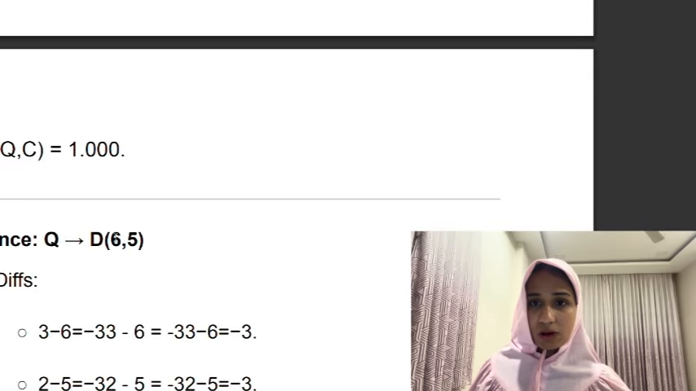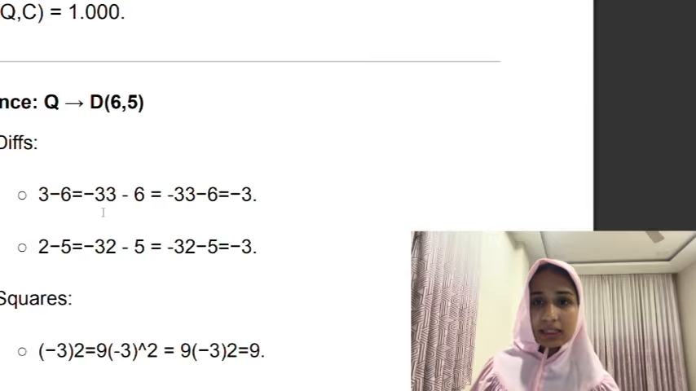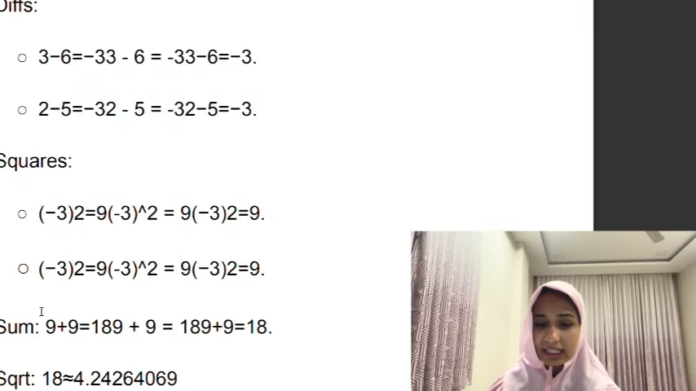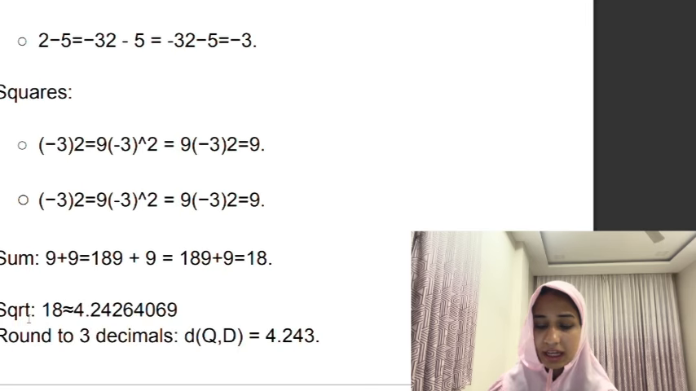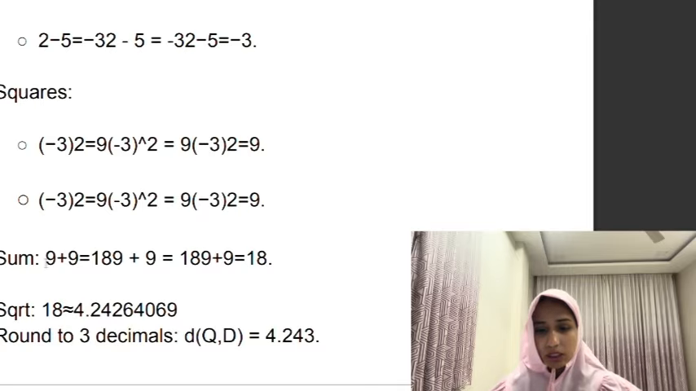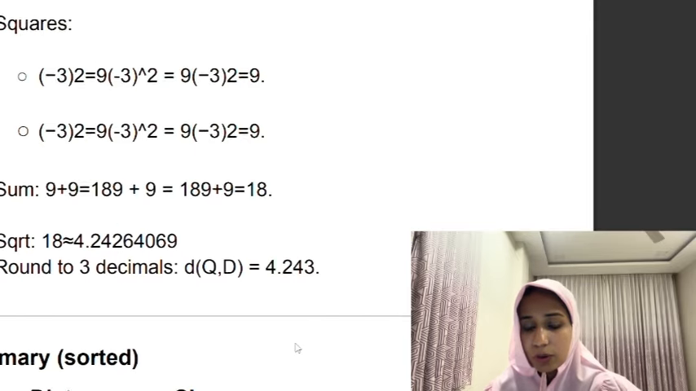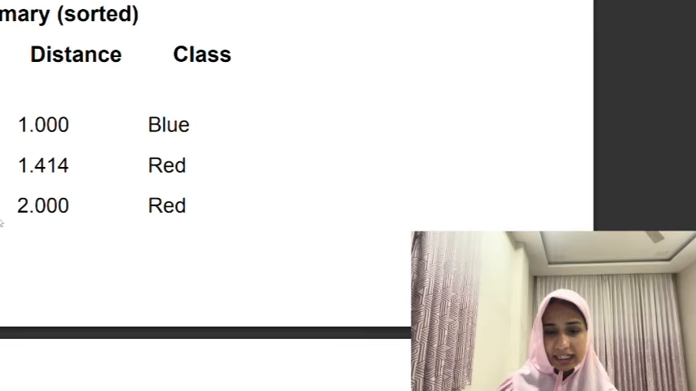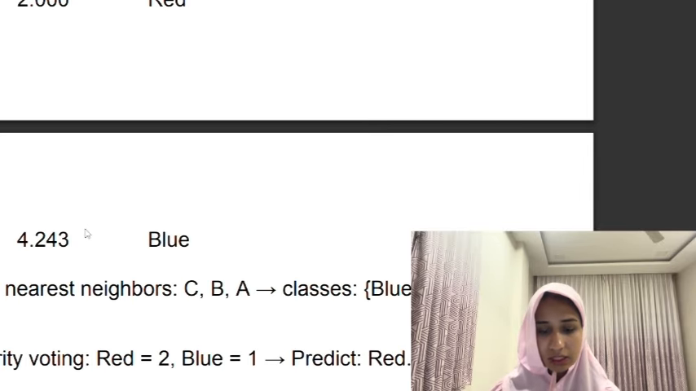And for D (6, 5), we find the differences: 3 minus 6 is minus 3 and 2 minus 5 is minus 3. The squares are 9 for both, and the sum is 9 plus 9, 18. The square root of 18 is 4.242, and rounding off to 3 decimal places, 4.243. So we have the distances for C, B, A, D. We sorted them in ascending order, so we got this list.